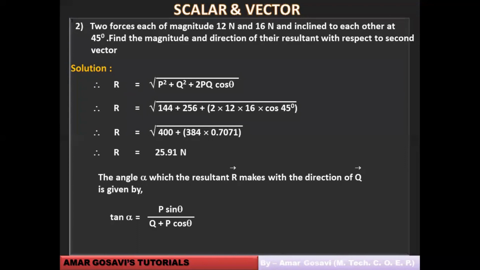When you solve it, you put the values in the formula and you get the resultant, you can see. You solve it. 400 plus in bracket, it would be this entire thing. Okay. So taking the square root of it, you will get the magnitude of the resultant as 25.91 Newton. Then let's talk about the direction, because they are also asking you about the direction in this problem. It's not only about magnitude.